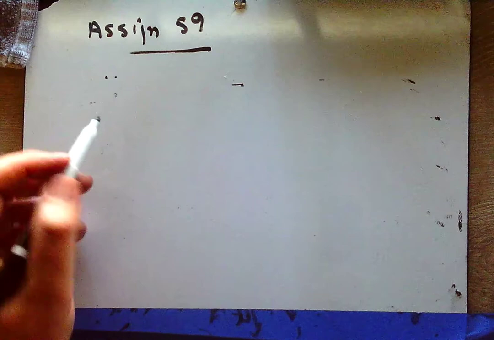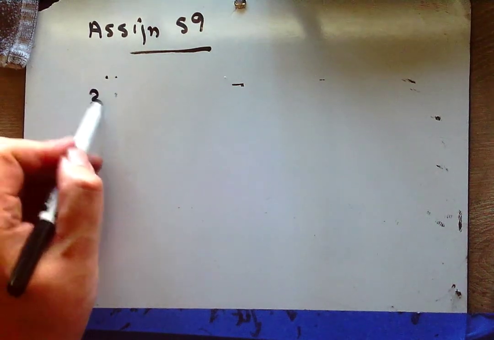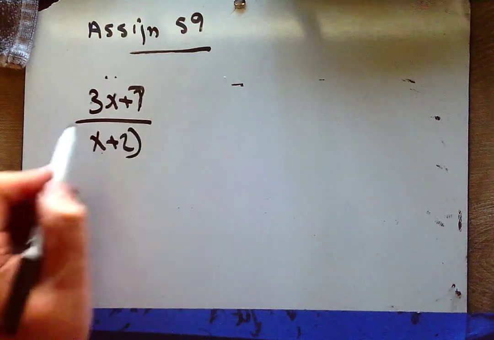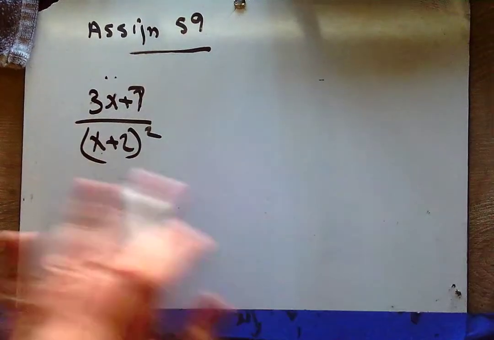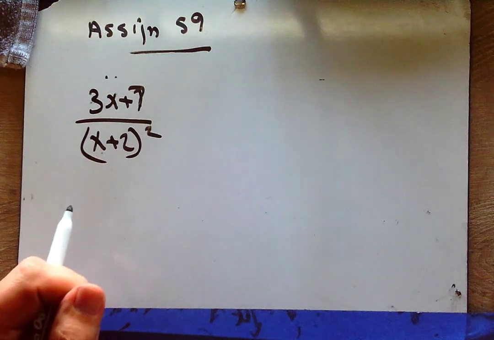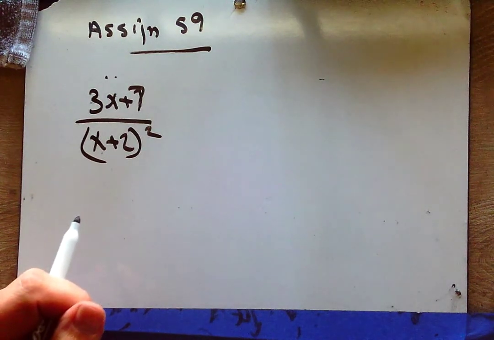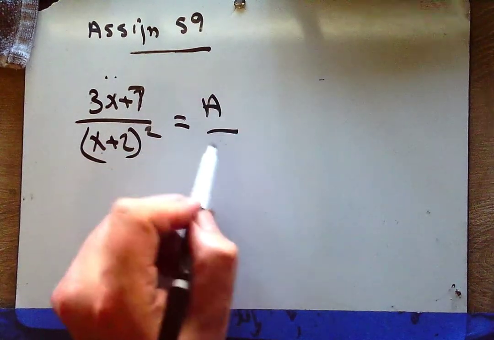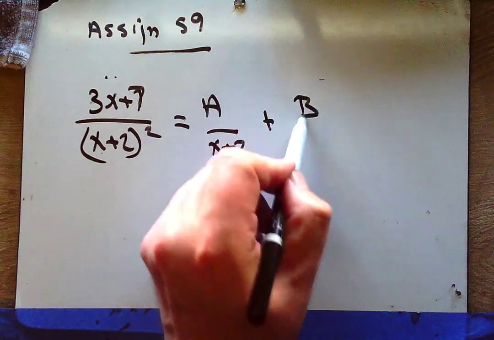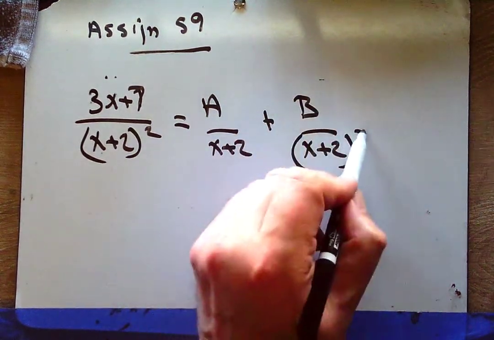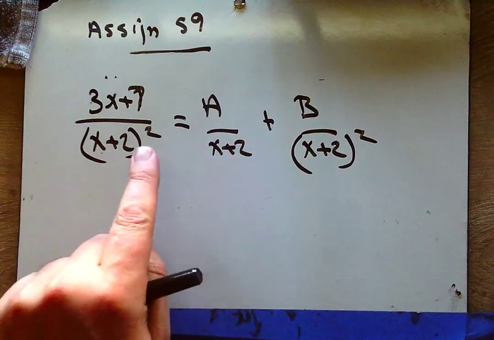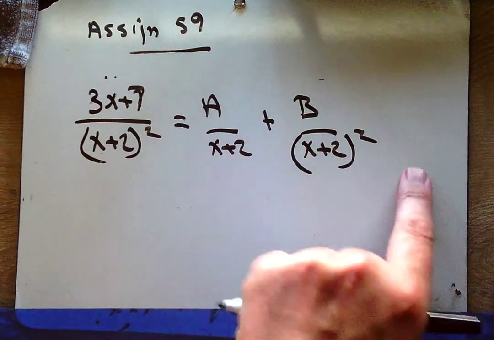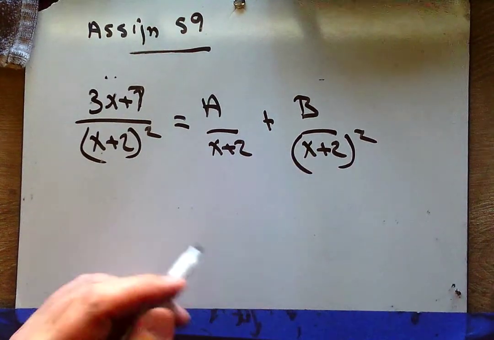Okay, how about this one? 3x plus 7 over (x plus 2) squared. Will you write the setup for this one? Nice, good, let's go. A over x plus 2 plus B over (x plus 2) squared. This is case 2. It's repeated linear factors. Whatever that power is, I've got to have that many partial fractions here.